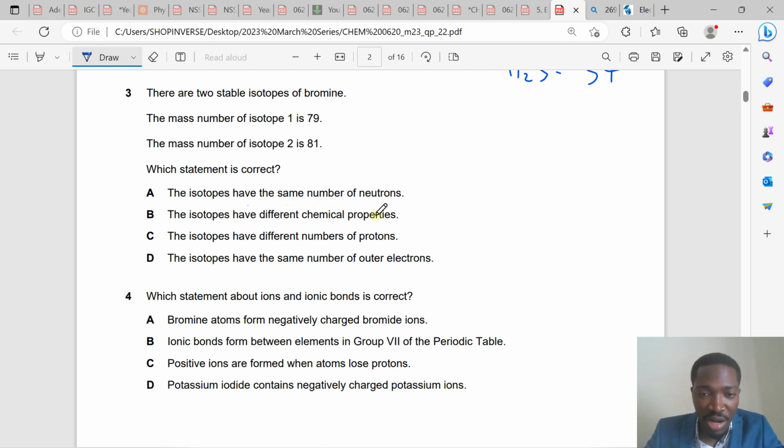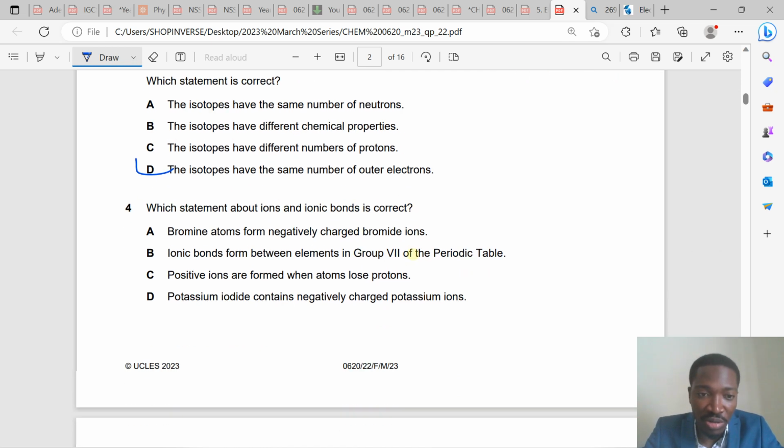Isotopes have different chemical properties. Isotopes should exhibit the same chemical properties. It's just that they have different mass numbers or numbers of neutrons. Isotopes have different numbers of protons. No, it's only the number of neutrons that is different. They have the same number of protons. The isotopes have the same number of outer electrons. Yes, the outer electrons determine the chemical properties of the element. So they have the same number of outer electrons. Why? Because they have the same number of protons.